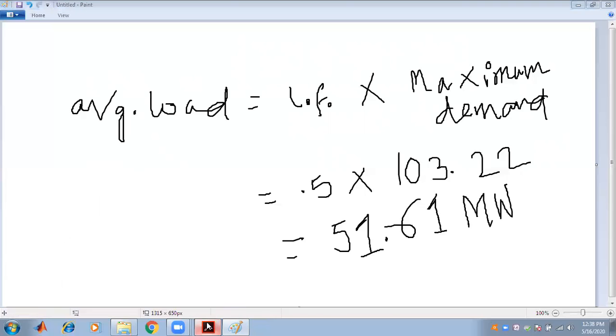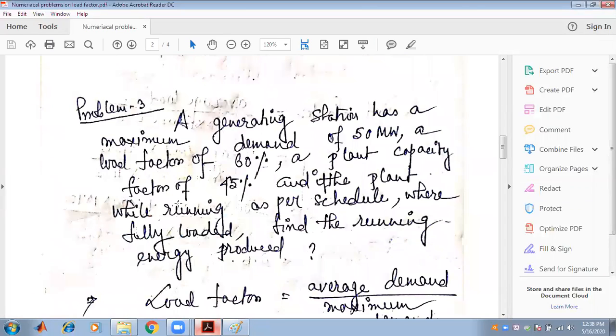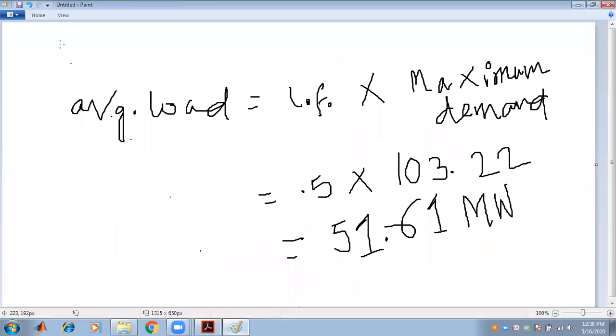Now going to our third problem. A generating station has a maximum demand of 50 megawatt, a load factor of 60%, and a plant capacity factor of 45%. If the plant while running as per schedule were fully loaded, find the running energy produced, or the daily energy produced by the plant. We have to find it. Okay, so let's do that particular problem.